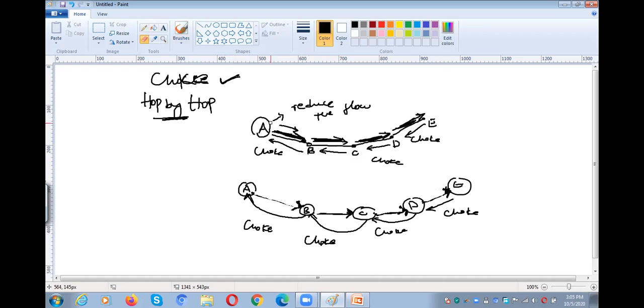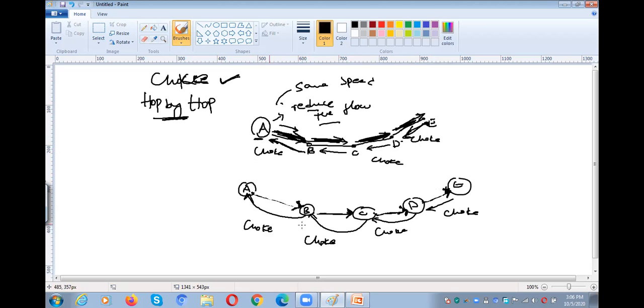What is the difference between these two? In this particular one, whenever E sends back the choke packet to D, D continues with the same flow. C also continues with the same flow. B also continues with the same flow. A also continues with the same flow. Only whenever the choke packet reaches A will the flow be reduced. Even though congestion happened and was recognized at this point, A is continuously sending the data with the same speed until the choke packet reaches A.